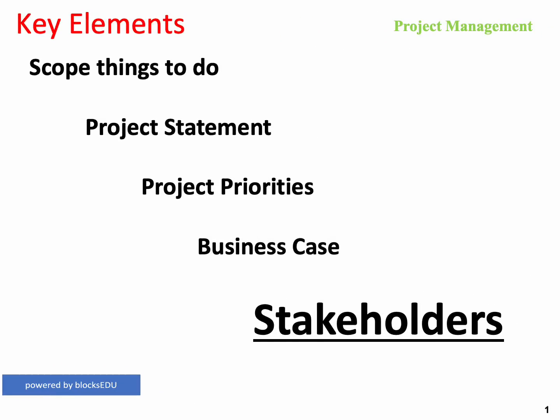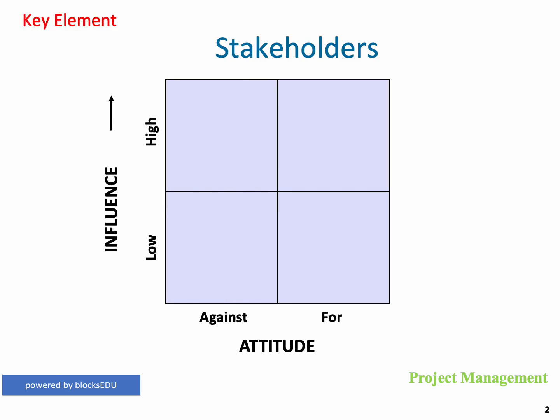The next key element in project management is stakeholders. Stakeholder analysis. What we want to find out is people, which we call stakeholders, that may have an impact on our project. That impact can be positive or can be negative. But either way, anyone who has an impact on our project is labeled a stakeholder.